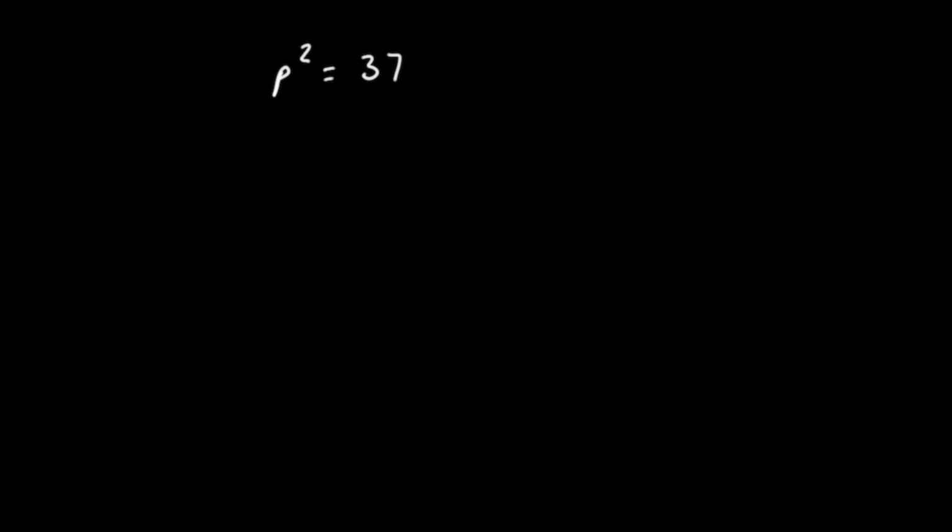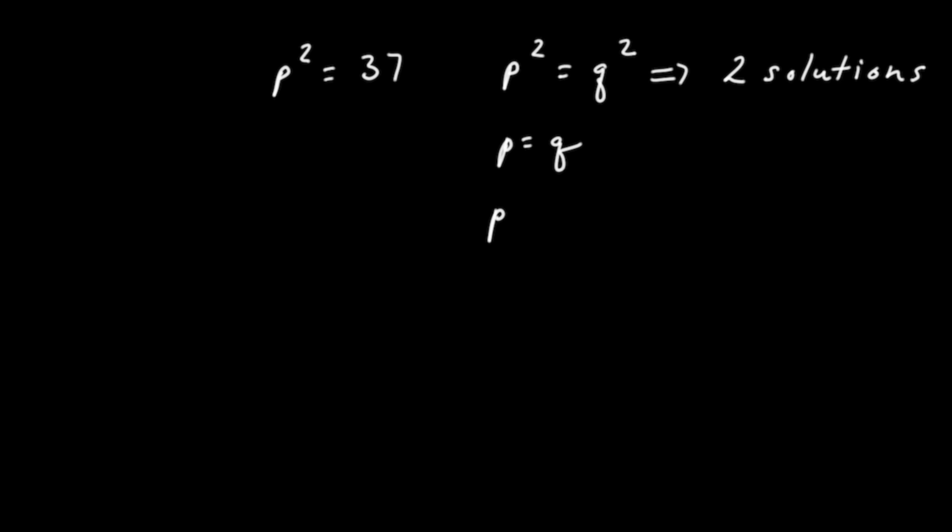Okay, for the second example, we have p squared equals 37. It's not obviously an easy square to come up with, so we are going to figure out a trick to make it a little simpler. We know from the theorem that if p squared equals q squared, and these two numbers are real numbers, then we have two solutions. We can either have p equals q or p equals negative q.